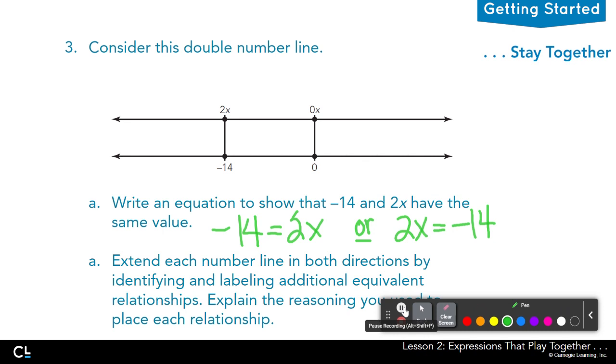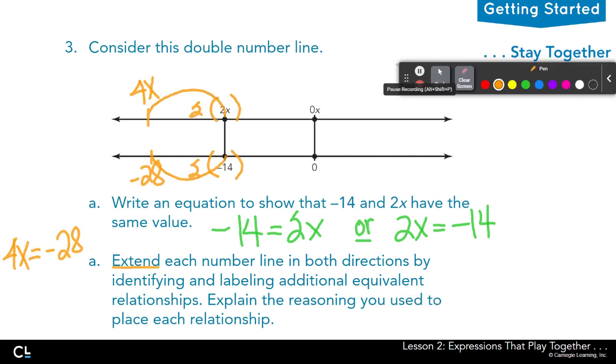For 3A, the equation that you should have set up is negative 14 is equal to 2x. Or think about this. Could I also write this equation as 2x is equal to negative 14? If you said yes, you are absolutely correct.